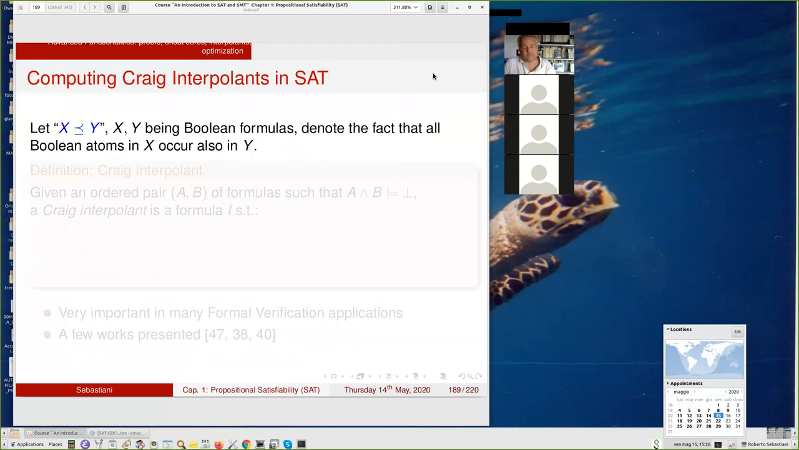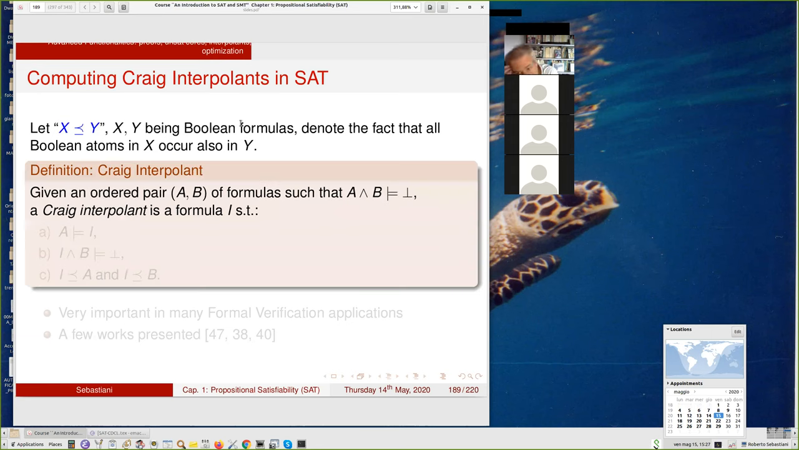Okay, last topic of the day is Craig interpolants. Well, what is a Craig interpolant? Let me first introduce this symbol here. If X and Y are two Boolean formulae, saying that X is, let me call it, more equal than Y, or whatever, what this means is that the Boolean atoms of X are contained in the Boolean atoms of Y. So the atoms of X are a subset of the atoms of Y. Okay, this is the meaning of this symbol.